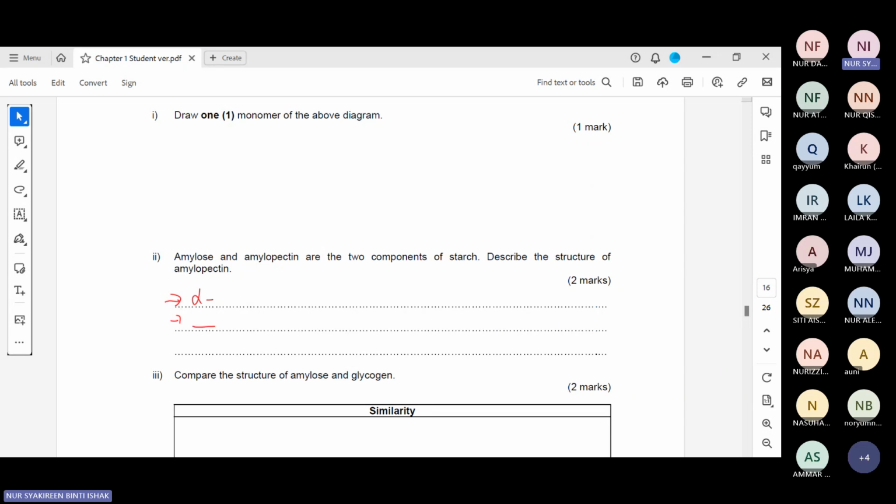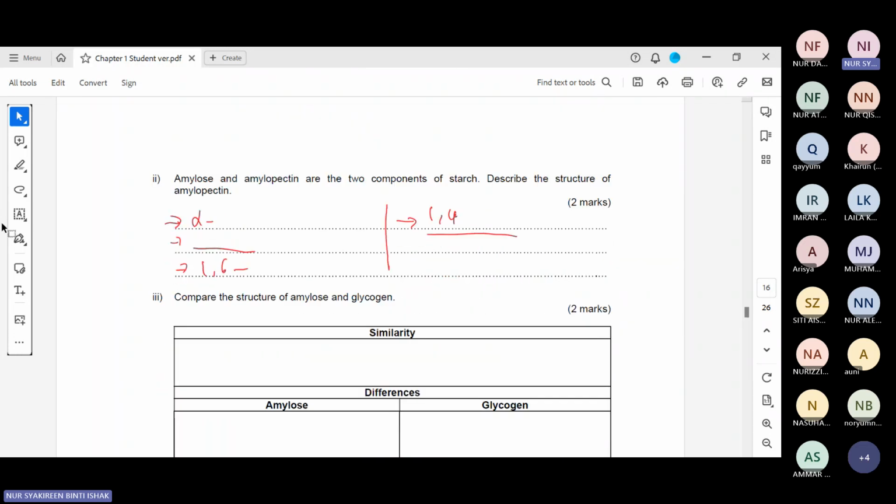Okay. So amylopectin, does it have branches? Yes, it has. So say amylopectin has branches. It is a branched polymer. Second point. And then another point, you can say the branches are held by 1,6 glycosidic bonds. The branches in the amylopectin are due to the formation of 1,6 glycosidic bonds. And then another point you may add, the monomers are bonded together through 1,4 glycosidic bonds. Okay, the alpha glucose monomers are bonded by 1,4 glycosidic bonds.